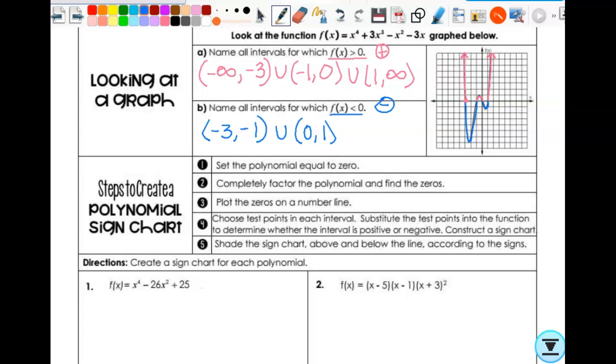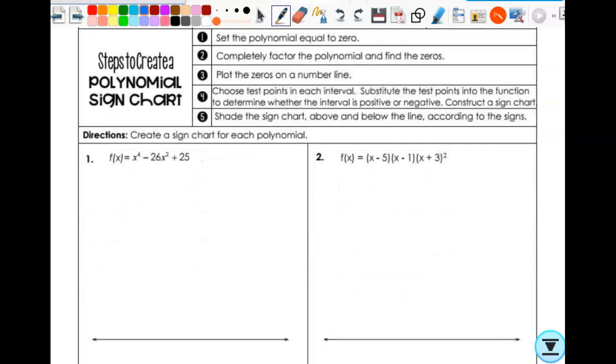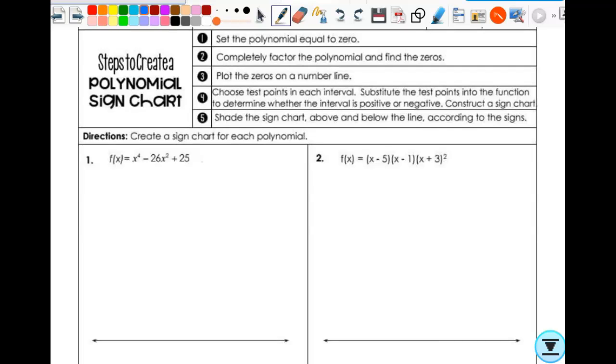Now let's look at what happens with the sign chart. So I'm going to read you these steps, and I put them on here, but I don't think you necessarily have to go back and check step 3 or whatever. I think once you start doing it, you'll naturally kind of do it all. But so we're going to set the polynomial equal to 0. We know how to do that. But again, you always have to set it equal to 0 first.